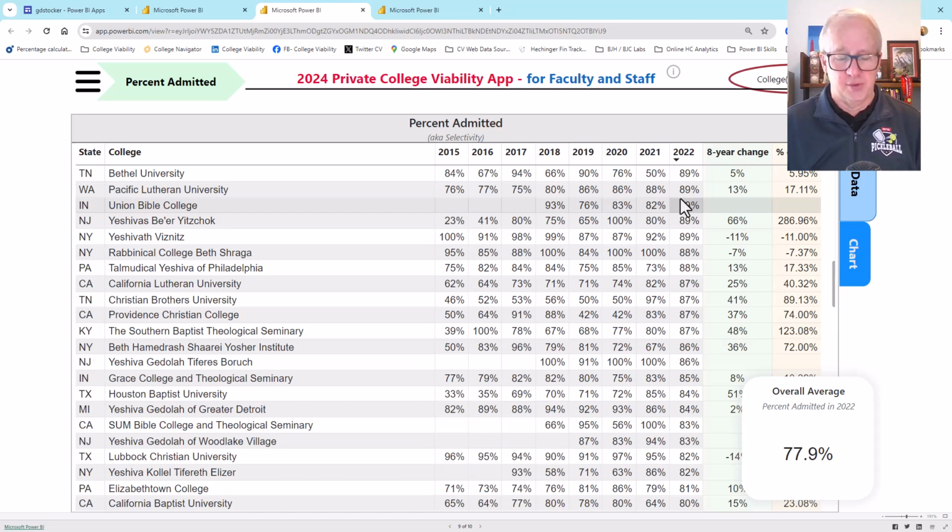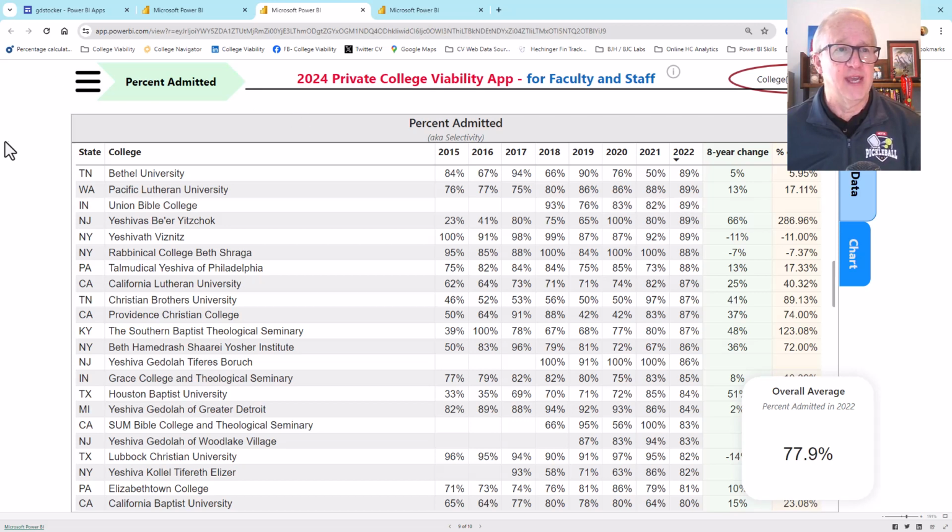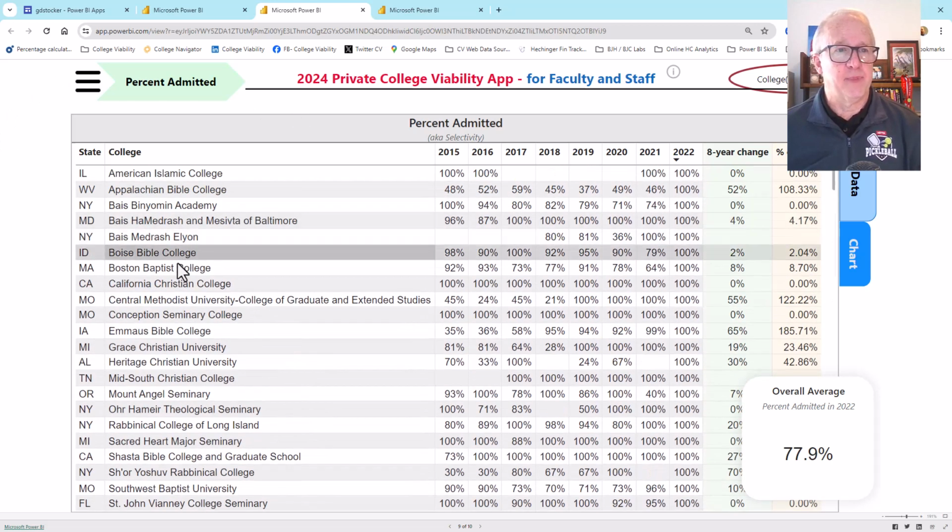Now, granted, some students are better prepared than others, but if you're admitting almost everybody, look at California Lutheran at 87%, that's pretty high. If you're looking at Boise Bible College at 100% in 2022, ask them why they are accepting everybody.